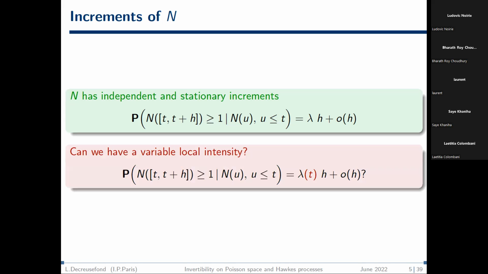Okay, the first question we can ask is, can we have some process where the local intensity, as it is called, depends on t? That means the mean arrival rate depends on t. In a Poisson process, the mean arrival rate is constant, equal to lambda. And now we want to have some more freedom in the definition of our process. We want lambda to be able to depend on t.